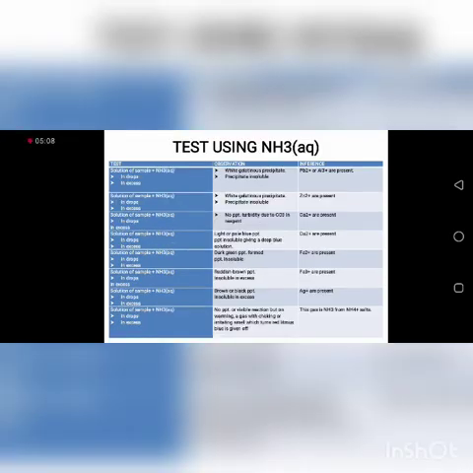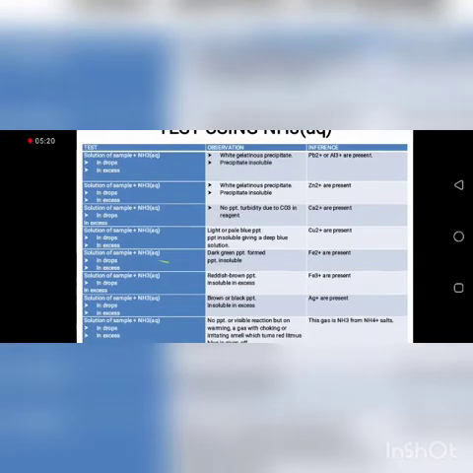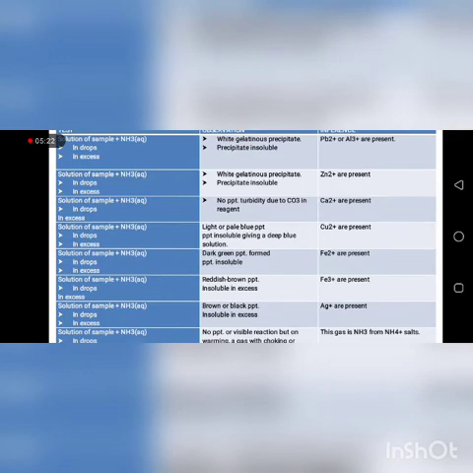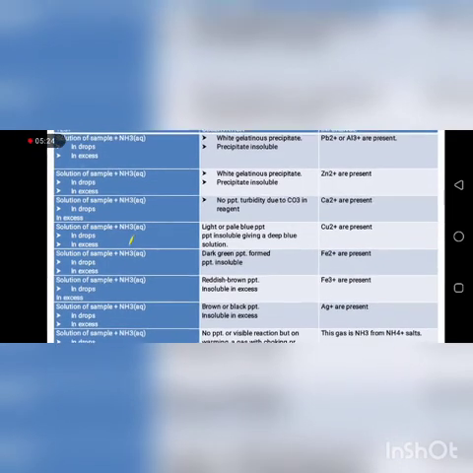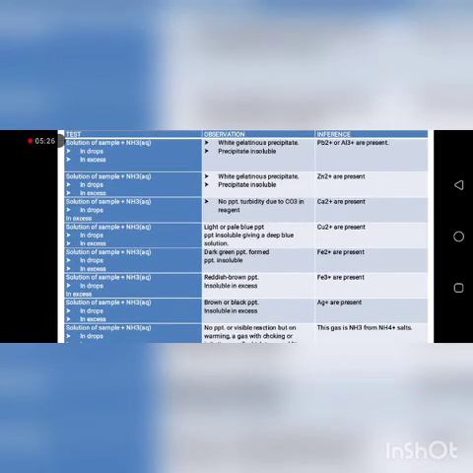So let's see how you can identify cations using aqueous ammonia, because I told you from the beginning that you can identify cations using two reagents, sodium hydroxide and aqueous ammonia. We have seen sodium hydroxide. Let us now see how you can identify cations using aqueous ammonia. So we have test, observation, and inference. Test is what you carry out. Observation is what you see when you are carrying out the experiment, and the inference is what you suspect is present.